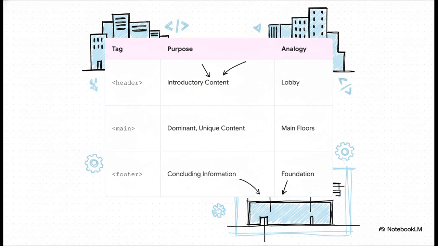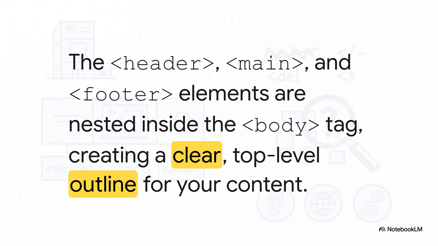And just like that building, our web page has three main landmark regions. You've got the header up top, the main content area right in the middle, and the footer at the very bottom. These are basically the foundational pillars of any well-structured page. And here you can see what that looks like in practice, both in the code and in the simple wireframe next to it. These elements create a super clear top-level structure.